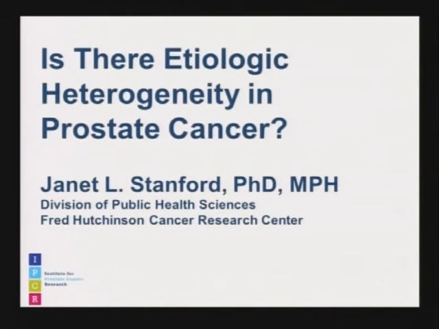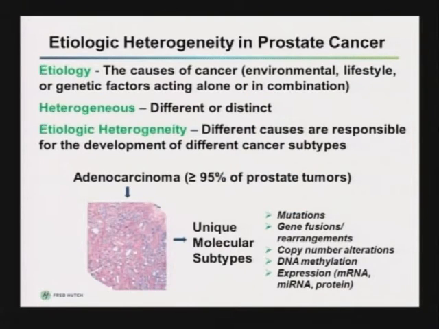And when we talk about etiologic heterogeneity, well, etiology, as you know, is the causes of cancer, and these could be environmental, lifestyle, or your inherited genetic background, acting alone or in combination. Heterogeneous just means that things are different or distinct. Things are not like each other. So when I talk about the concept of etiologic heterogeneity, what this means is that there are different causes or different groups of risk factors that are responsible for the development of specific and unique subtypes of cancer.